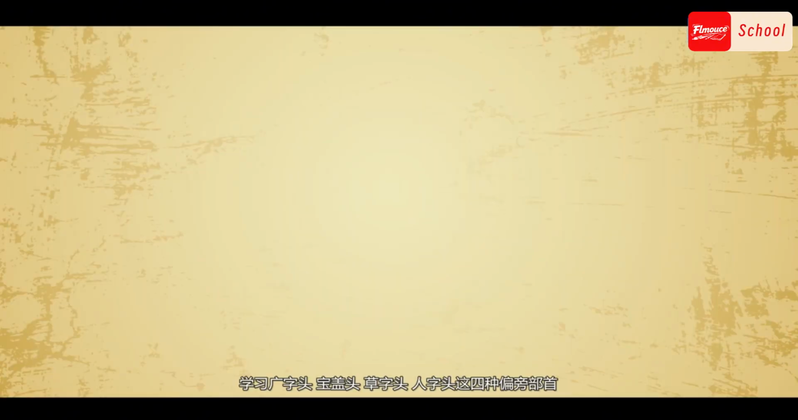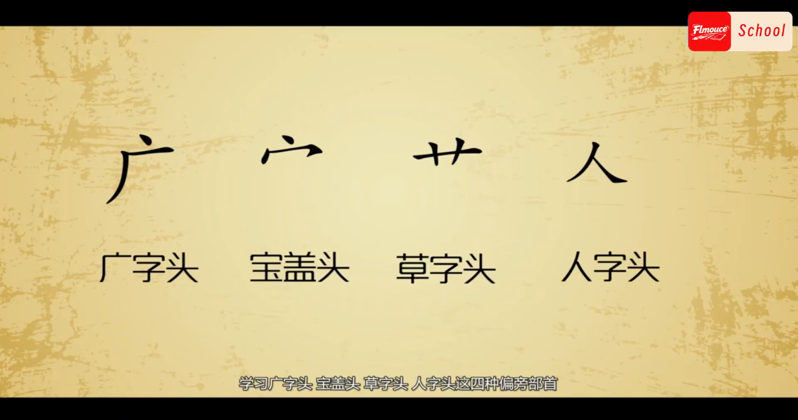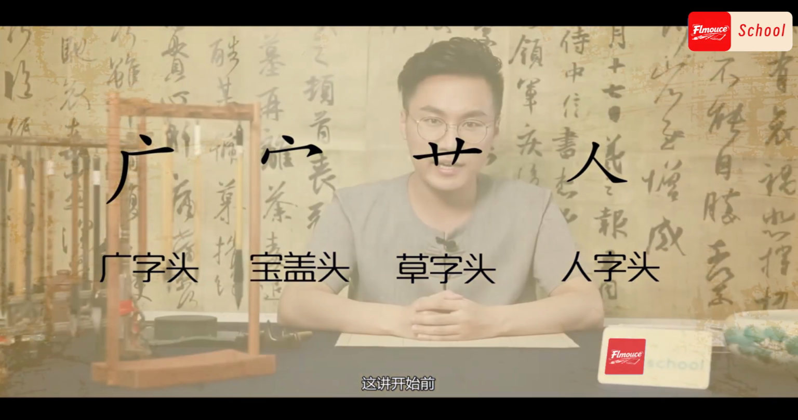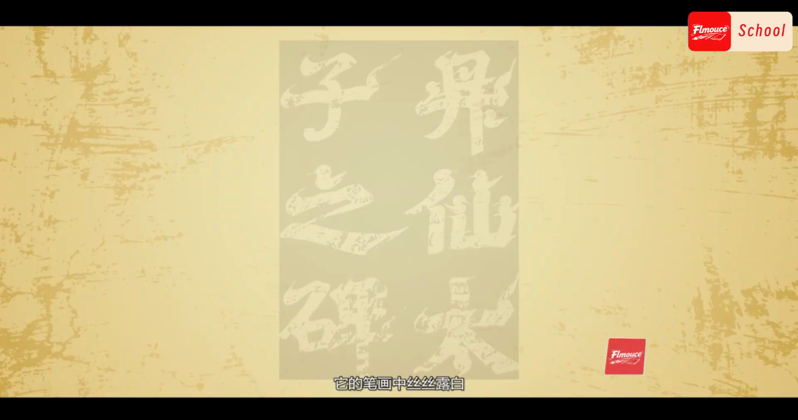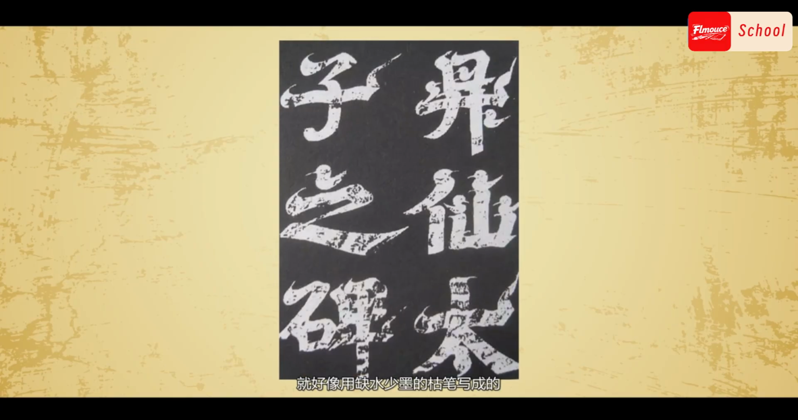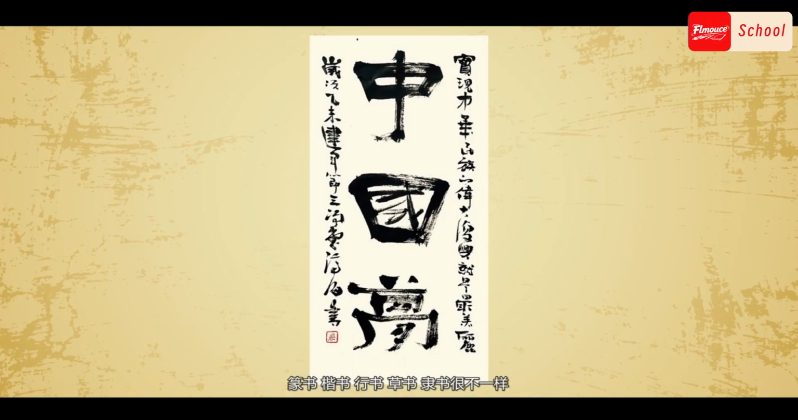Today, we will continue to learn Common Radical Bushou, learn the guǎng radical, the bao radical, the cow radical, and the radical of the human head. Before this lecture, I want to introduce a very special calligraphy style. The strokes are slightly white, as if it was written with a dry brush with little ink. It's very different from seal script, regular script, and cursive.